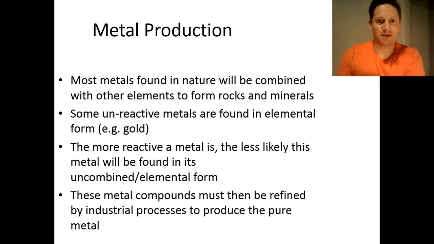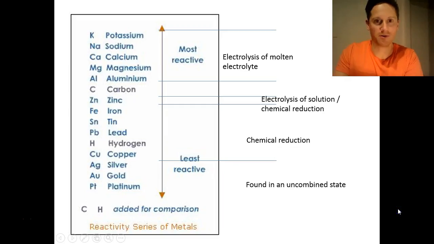The more reactive a metal is, the less likely this metal would be found in its uncombined or elemental form. So if you get into some of the really reactive metals like sodium or potassium, you're pretty much never going to find them in their uncombined state. So we need to perform some chemical processes in order to extract them. So these metal compounds must be refined by industrial processes to produce the pure metal, which is what we'll be going through here.